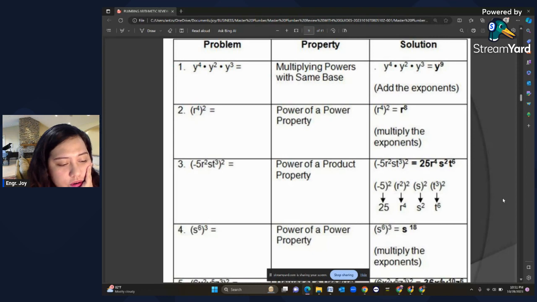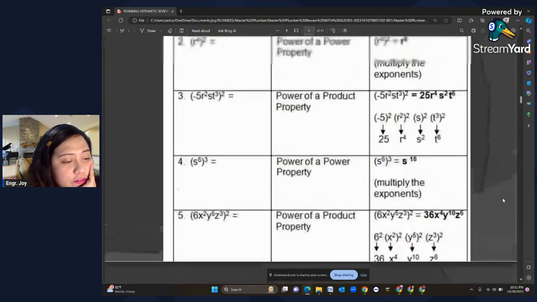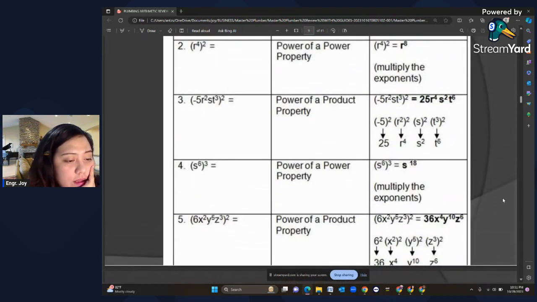So, number 4, s raised to 6, cubed, or s^6 cubed. Power of a power property, that is s raised to 18, because 6 times 3 is 18.